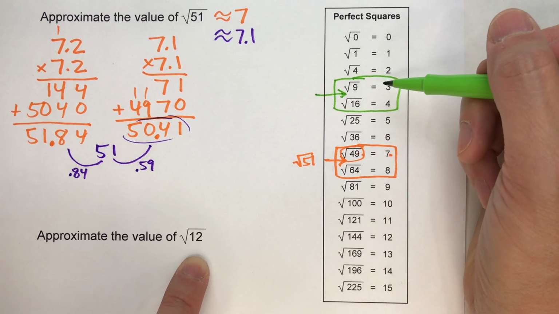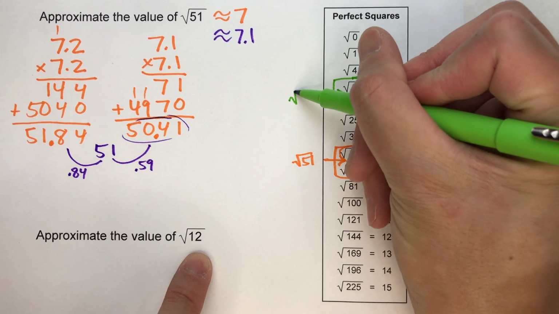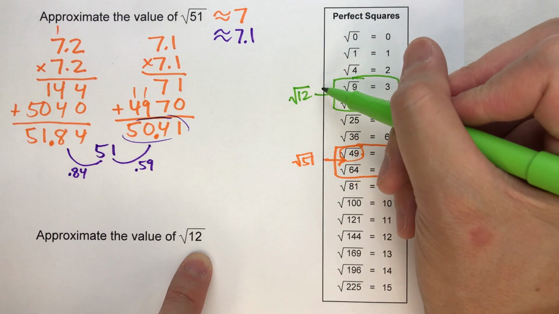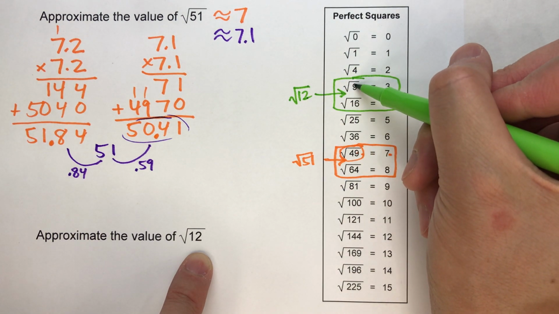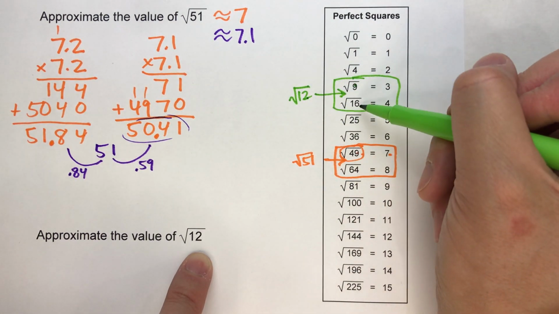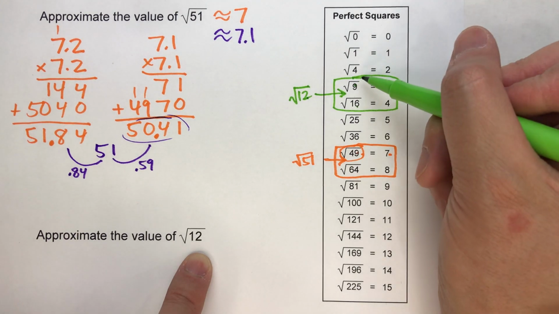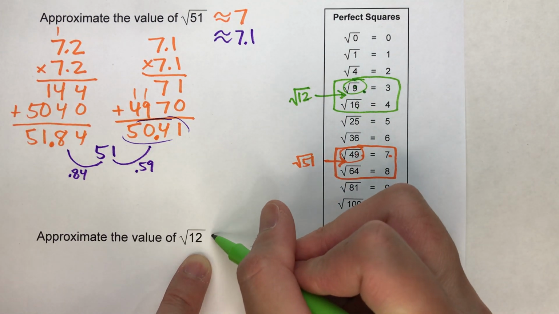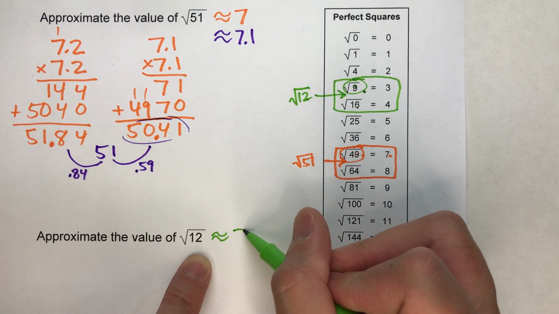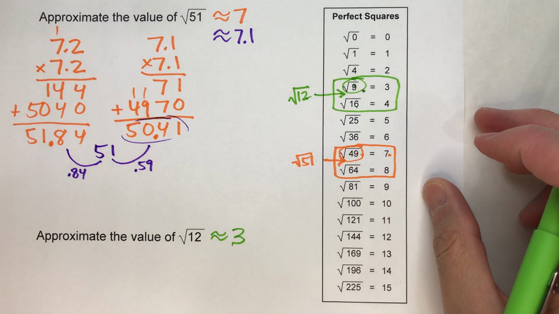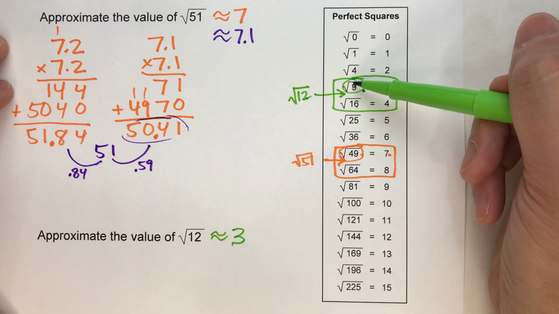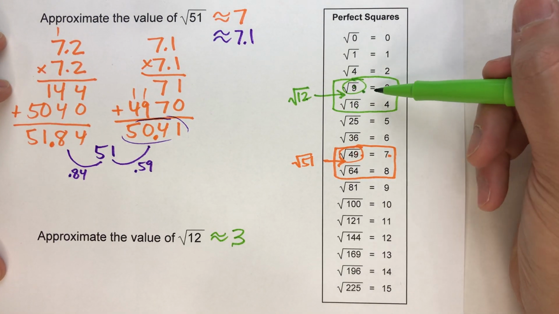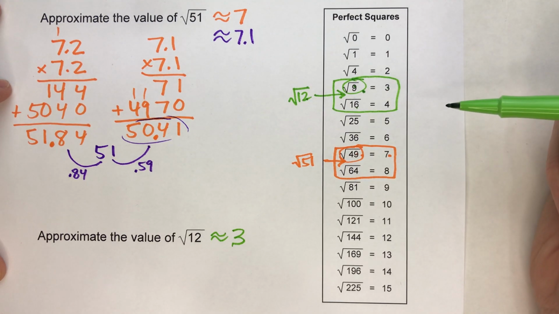All right. Now, is the square root of 12 closer to the square root of 9 or the square root of 16? Well, 12 is 3 away from 9, but it's 4 away from 16. So it's closer to this one. So we can say the best approximation for this as a whole number would be about 3. It's kind of in the middle because it's 3 away from 9 and 4 away from 16. But even though it's in the middle, it's closer to 3 than it is to 4.